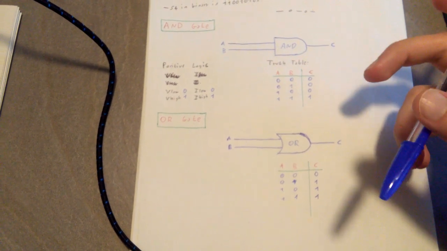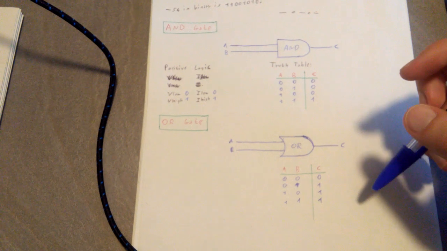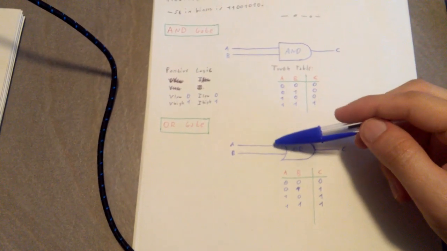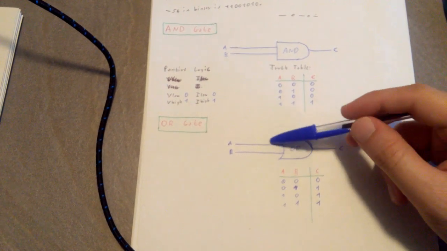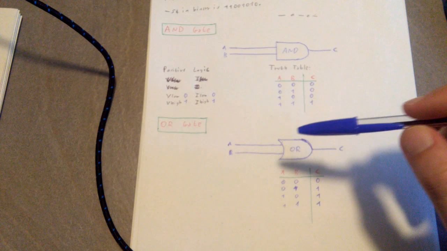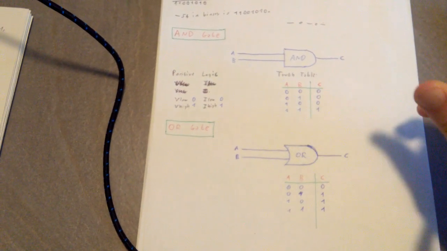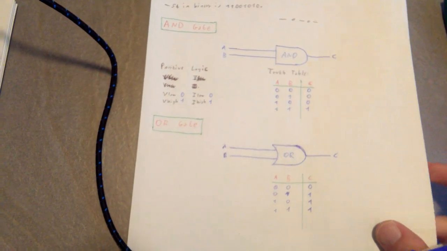But what if we don't want that? What if we want an output to be 1 if and only if one of the inputs is 1 and the other is 0, but not if both of them are 1? Well, they introduced another gate, which is called the XOR gate.